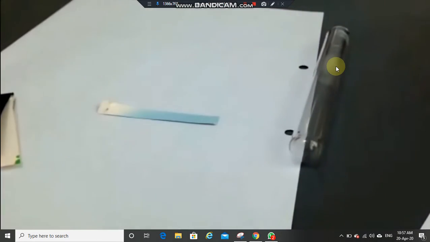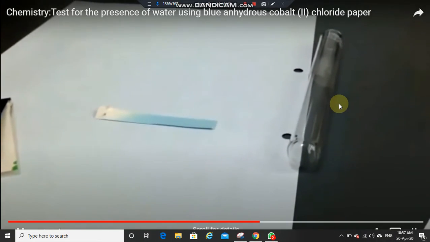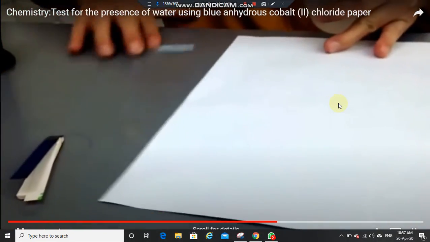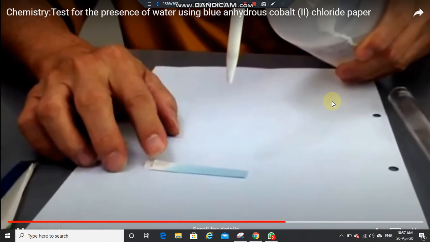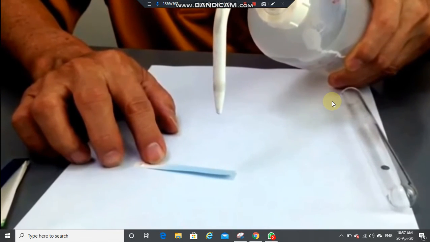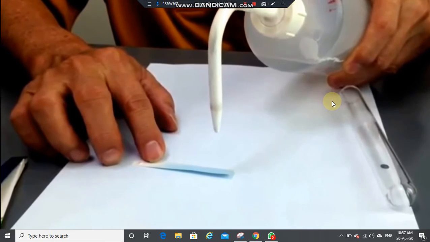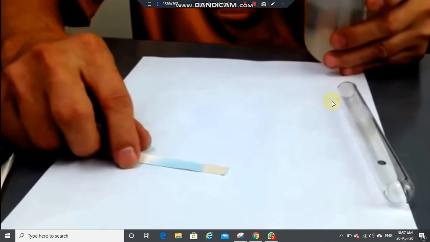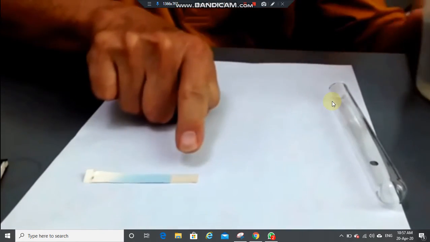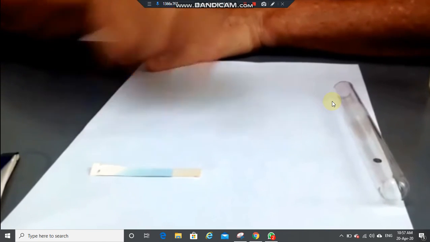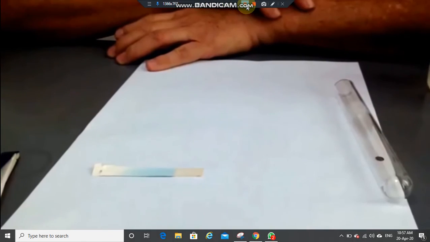He will reverse that reaction by adding some drops of water. He put here white paper in order to see the color clearly. After adding one drop, we get the pinkish color, the pink color for hydrated cobalt chloride.